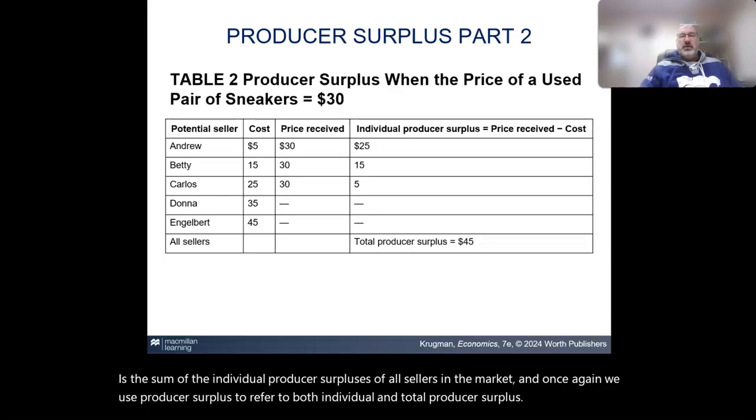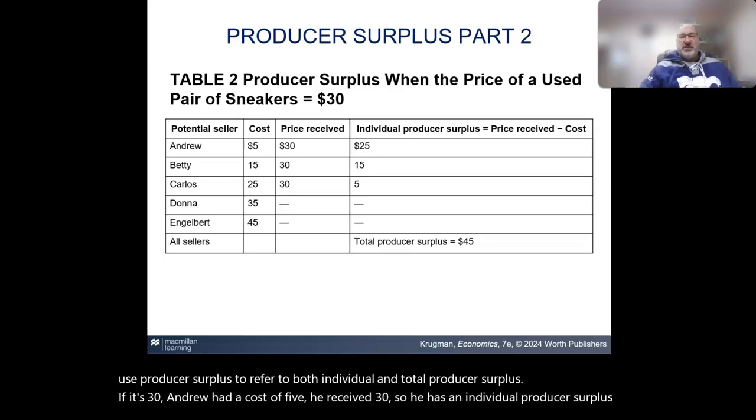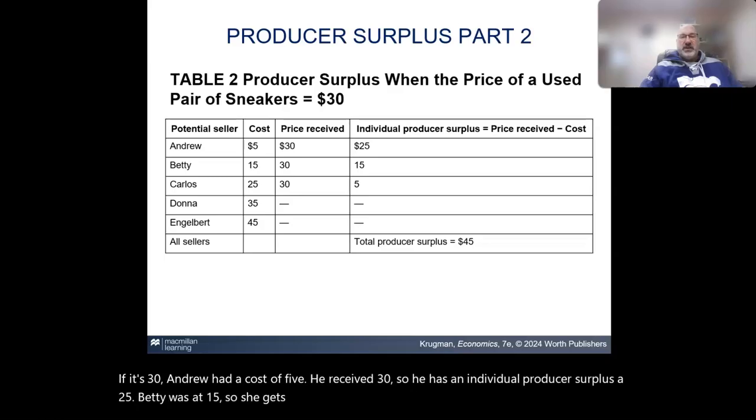So if the price is 30, Andrew had a cost of 5. He received 30, so he has an individual producer surplus of 25. Betty was at 15, so she gets a producer surplus of 15. Carlos is 25, so they get a producer surplus of 5. So your total producer surplus is 45.